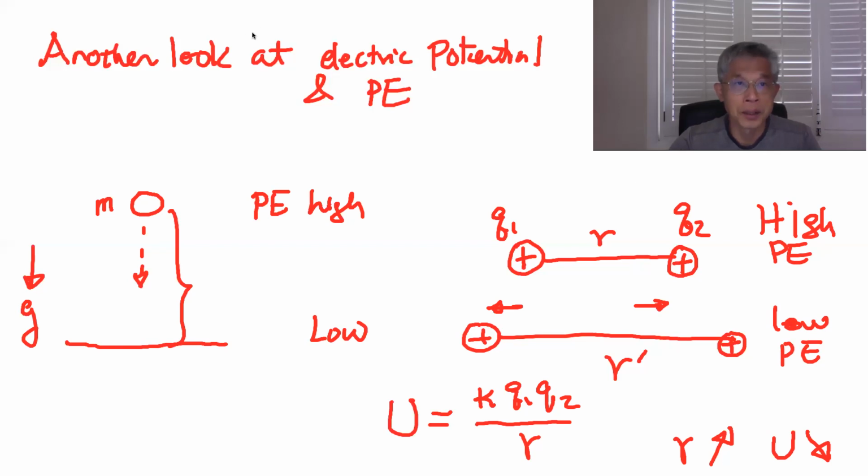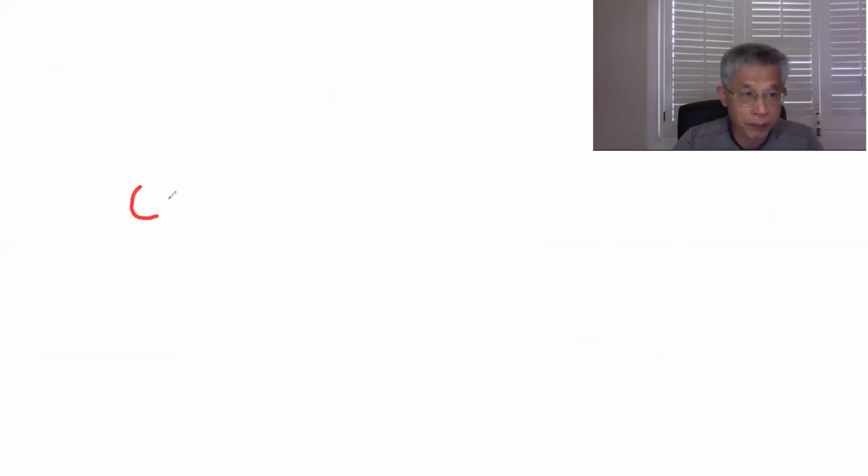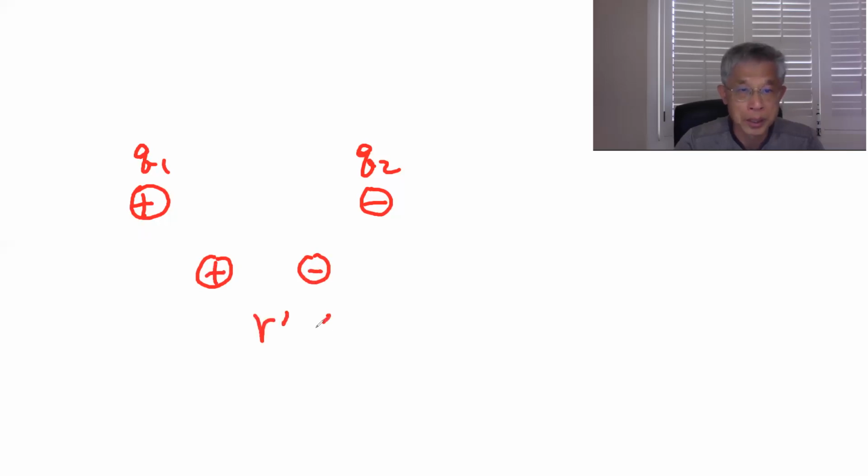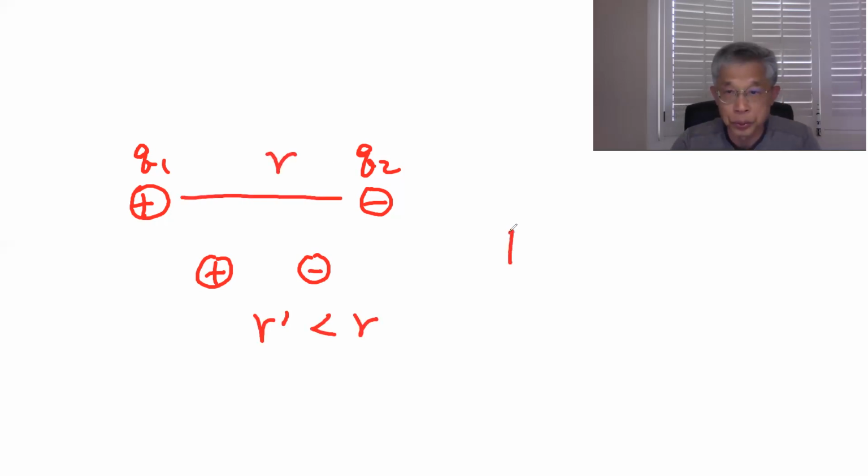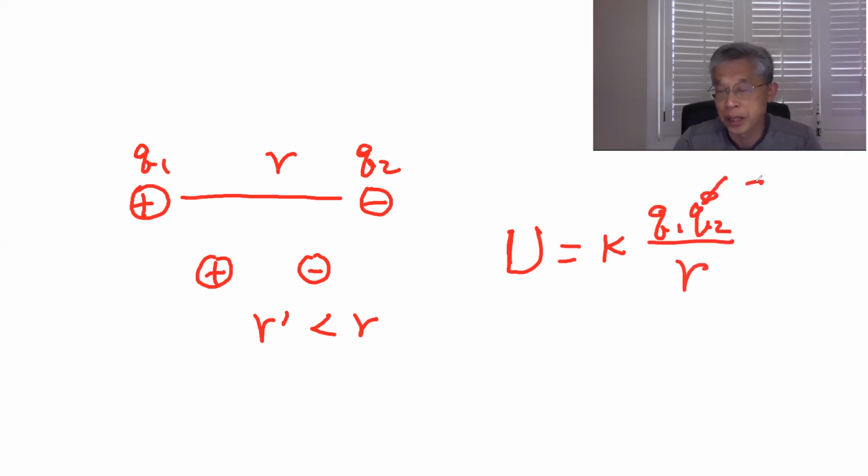Now let's take a look at another example. If I have a positive and a negative charge, Q1 and Q2, and you put them in free space and don't secure them, then they will naturally attract each other and go this way. You can see R prime is less than R. The potential energy is equal to K Q1 Q2 divided by R, but keep in mind one charge is negative, so you have to put a negative number there.